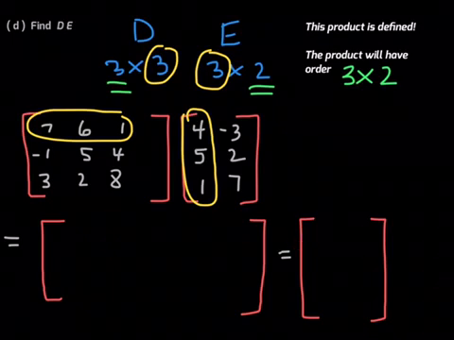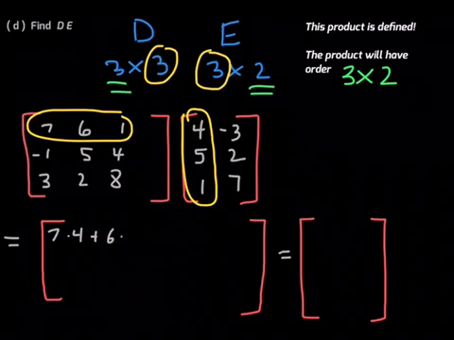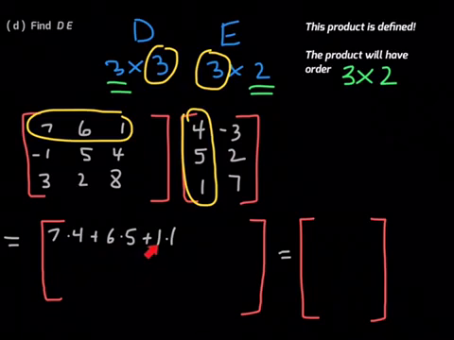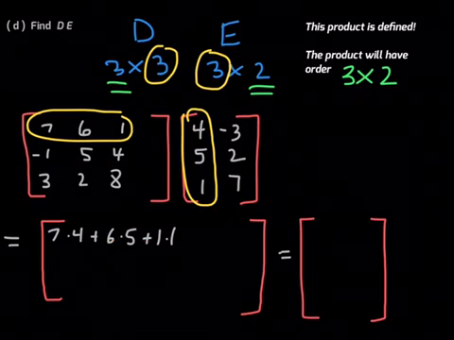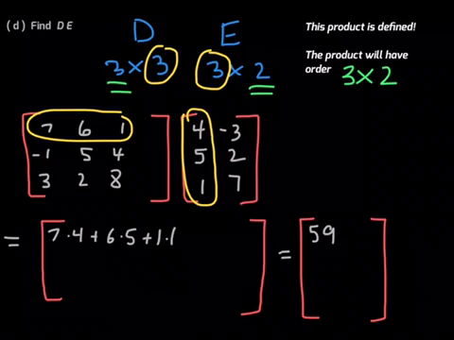All right, so let's do it. So we're going to do 7 times 4 plus 6 times 5 plus 1 times 1. Let's see if you can figure out what all of that is. 7 times 4 is 28. 6 times 5 is 30. 1 times 1 is 1. So it's 28 plus 30, which is 58, plus 1, 59. So 59 is going to be that entry there.